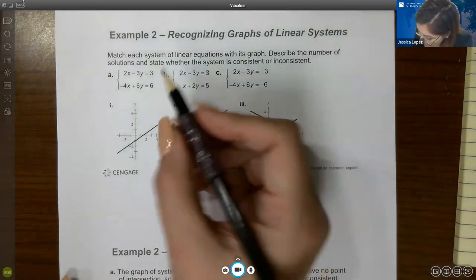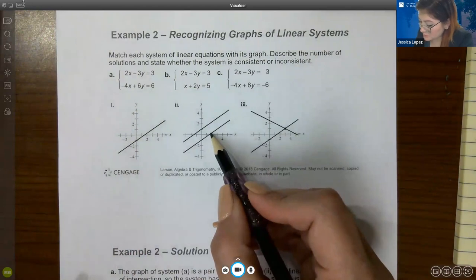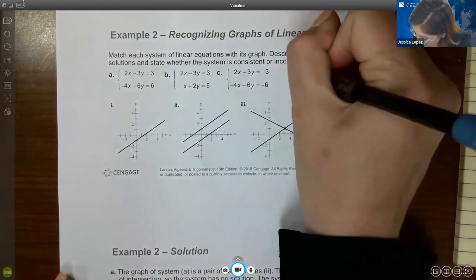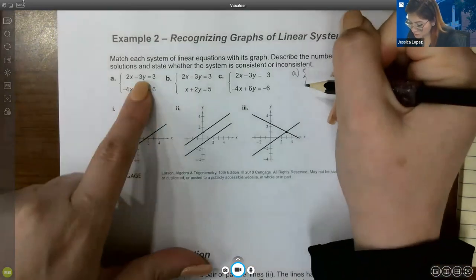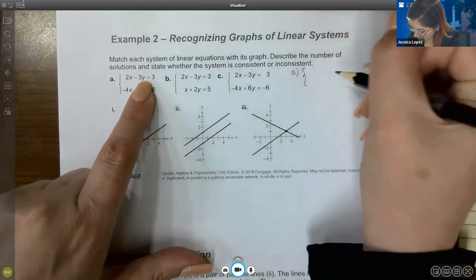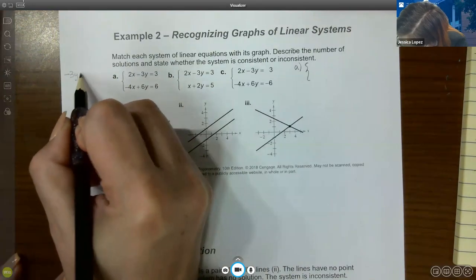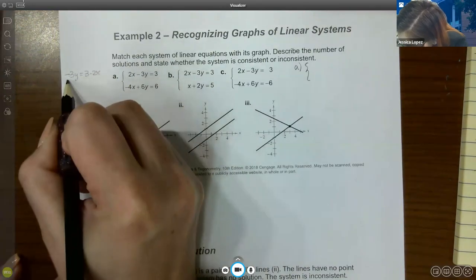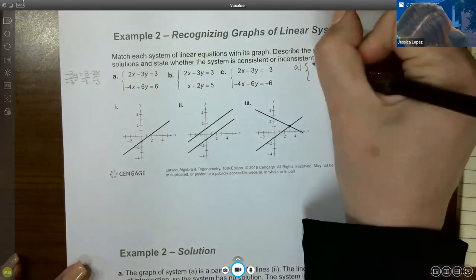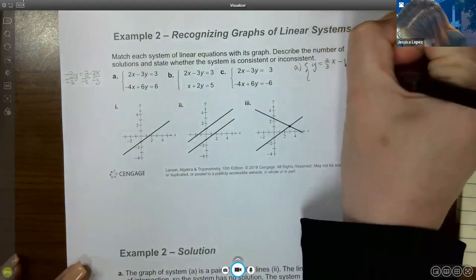We want to find the one that has the same line, the ones that have the same slope, and the ones that have different slopes. So what I'm going to do is mess around with A, and solve each one of these for y. I'm going to do it over here. This is going to be negative 3y equals 3 minus 2x. Divide everybody by negative 3. I'm going to get y equals positive 2/3 x minus 1.